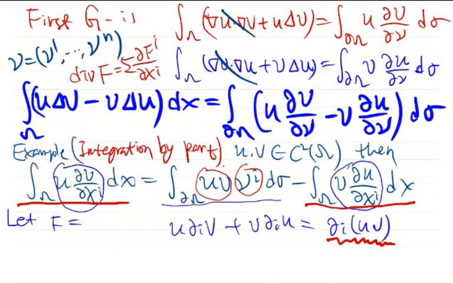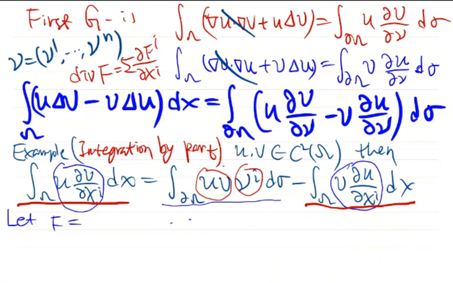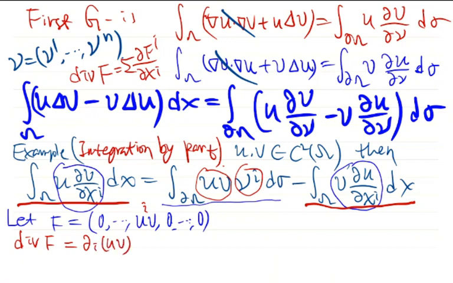So this inspired us to construct a vector field capital F in this way. Capital F is such a vector field. All the components are zero, but the i-th component is the multiplication uv. This is at the i-th position. Okay? Then for such F, you can see that the divergence of F is just the partial derivative of uv, which is u dv plus v du.